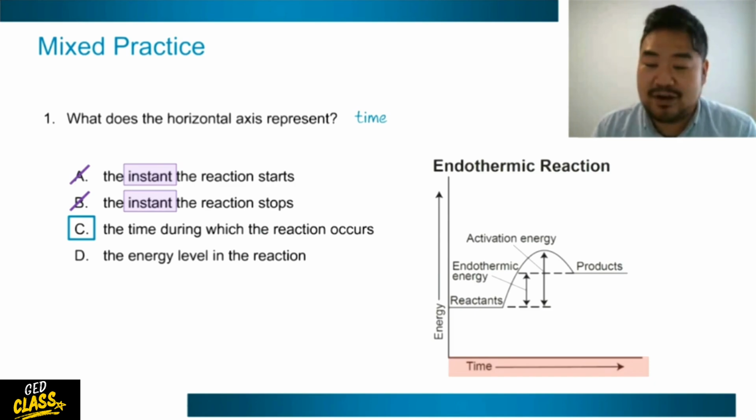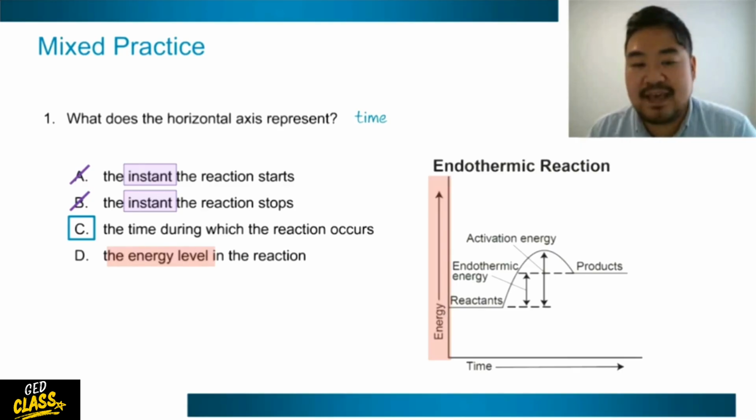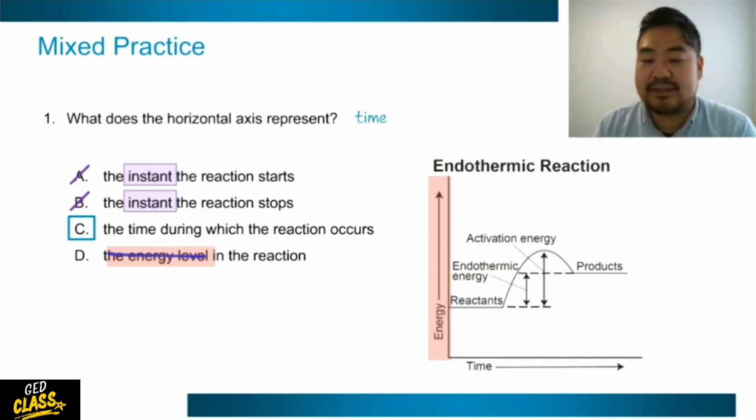Now, one quick note here: choice D mentions the energy level in the reaction. Well, the energy level in the reaction is measured on this graph. But notice how this is about the y-axis rather than the x-axis. So that's how we know we can eliminate choice D. Your correct answer is going to be choice C, the time during which the reaction occurs.